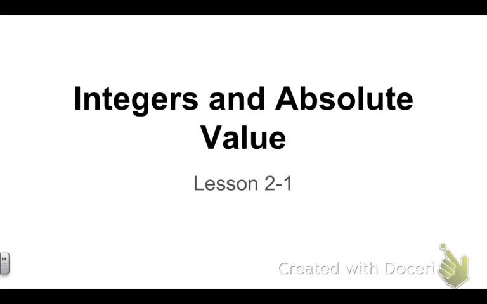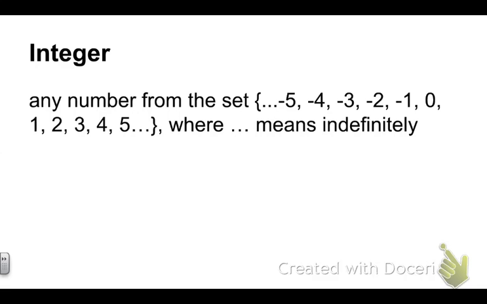Today we're going to talk about integers and absolute value. An integer is any number from the set ..., -5, -4, -3, -2, -1, 0, 1, 2, 3, 4, 5, ... where those dots mean indefinitely. So those numbers keep on going forever and ever in both directions.